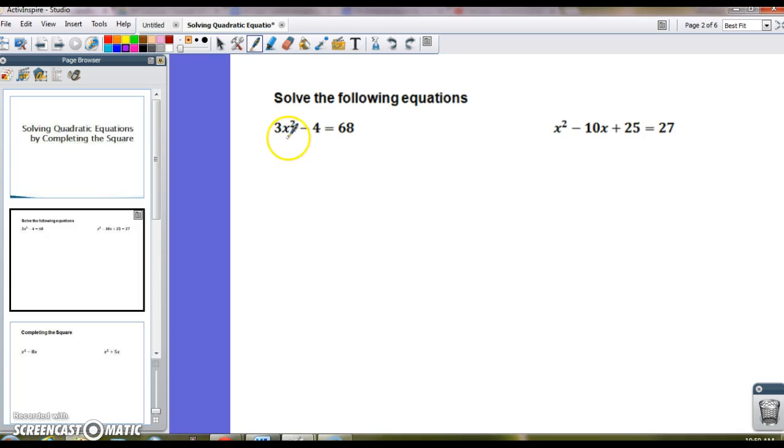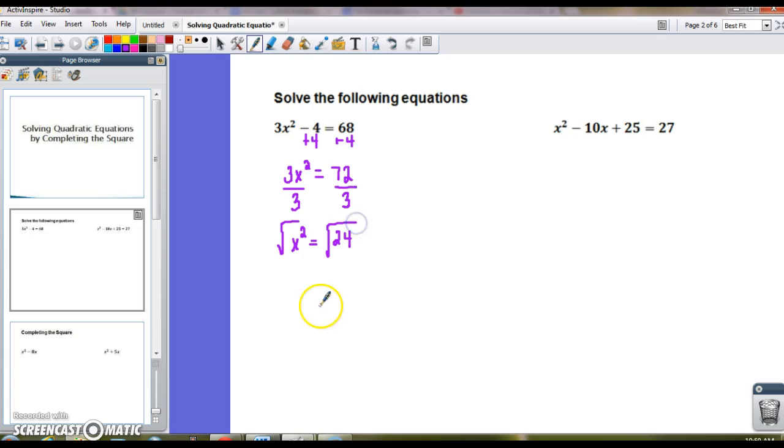Because we only have this one x term in here, I'm going to move all of my other terms to the other side. So I'm going to add 4 to both sides, and then I end up with 3x squared is equal to 72. Then I need to solve for x. First thing I need to do is isolate that x squared term, so I'm going to divide both sides by 3. I end up with x squared is 24.